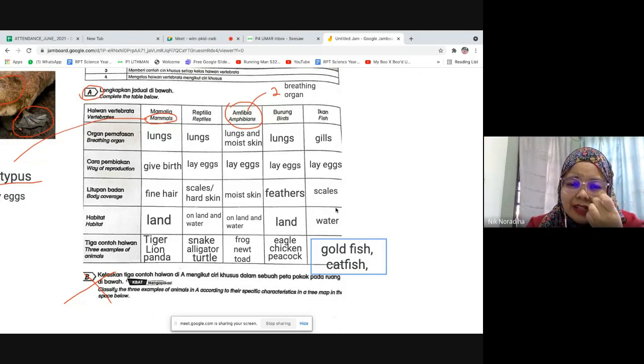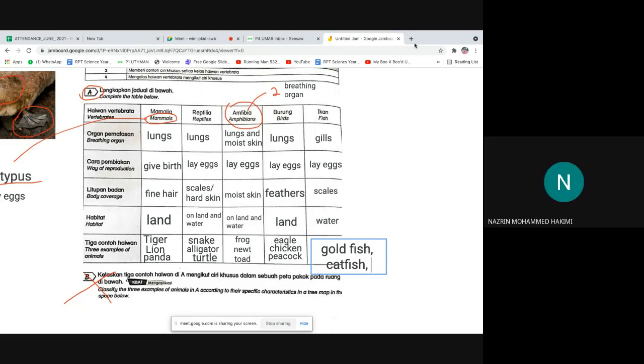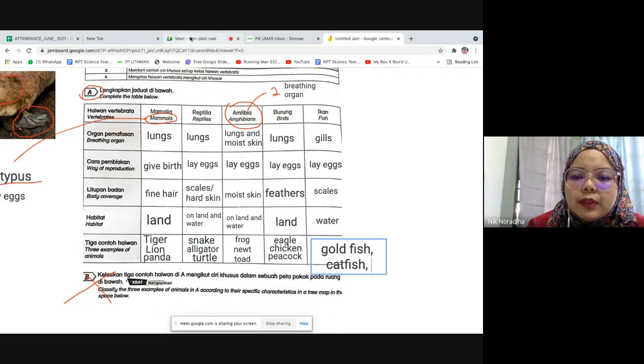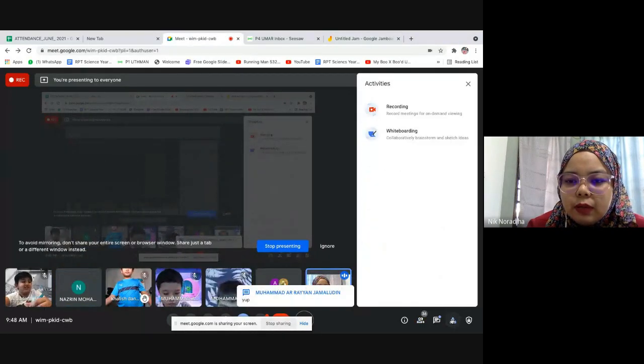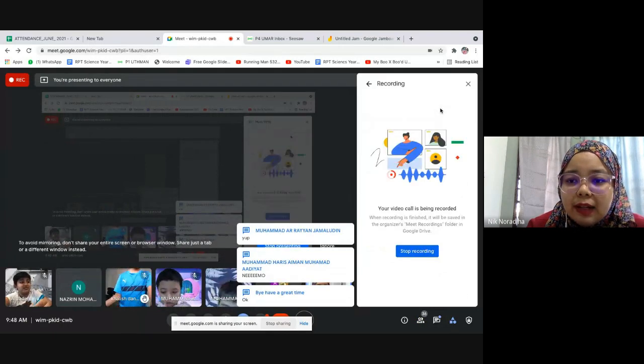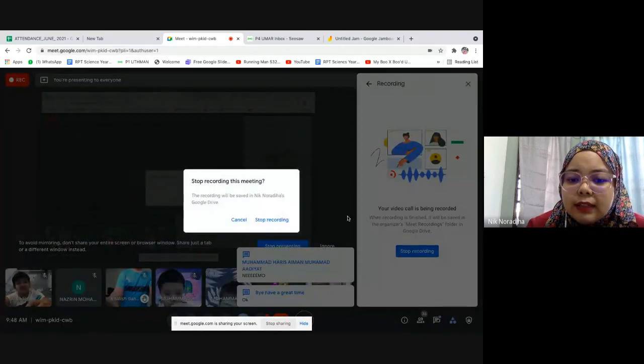So you can write any fish inside your book. No problem. Spider fish. You're going to put lion fish. Wait, teacher will stop recording for a while because some of you are shouting. I hope this is the last time teacher has to tell you about shouting.